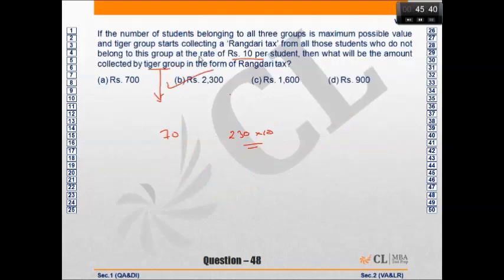I'll just confirm this answer also. All three groups is the maximum possible value and Tiger group start collecting.